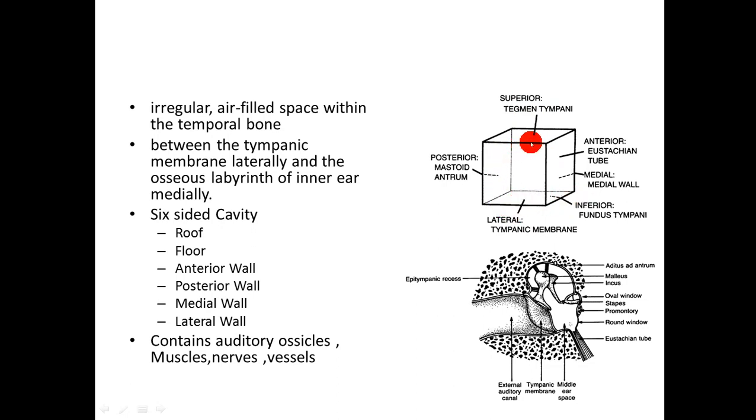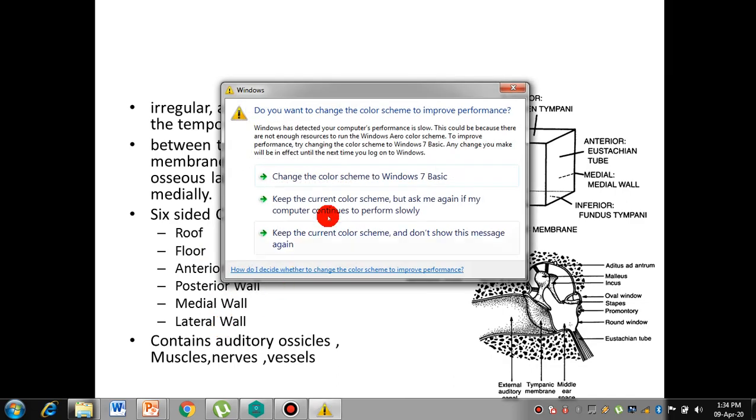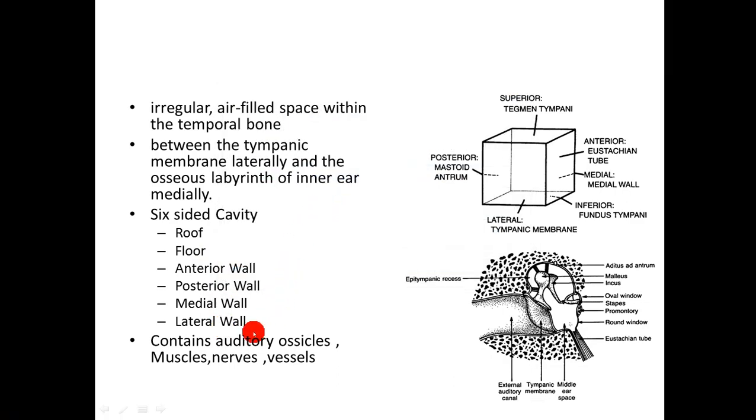Okay, what is explained in this I'll tell you later about this one. It has got a roof, a floor, an anterior wall, a posterior wall, a medial wall, and a lateral wall. The contents of the middle ear are the following: the ossicles, muscles, nerves, and vessels.